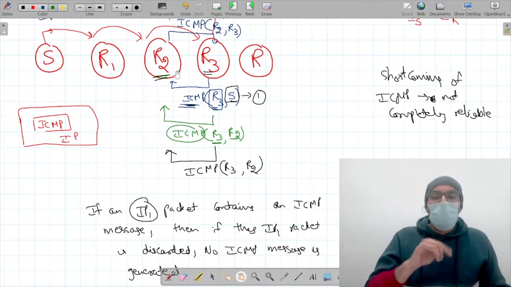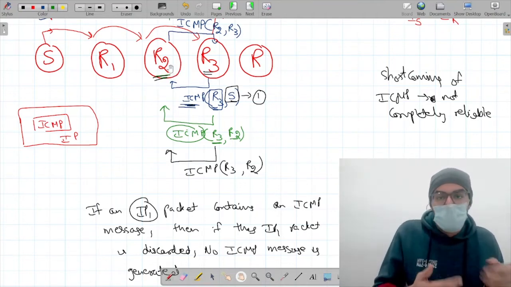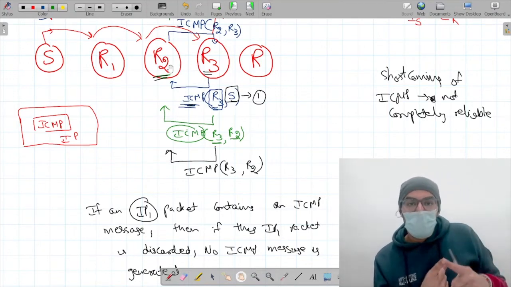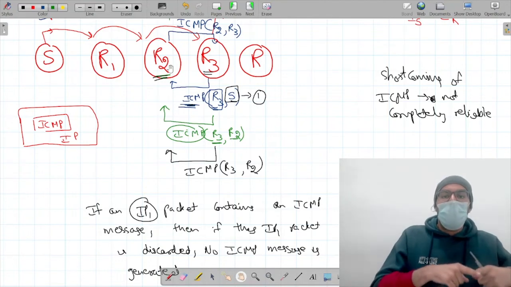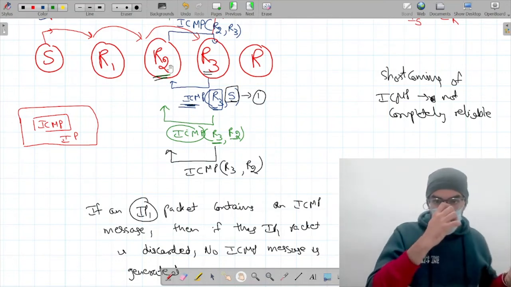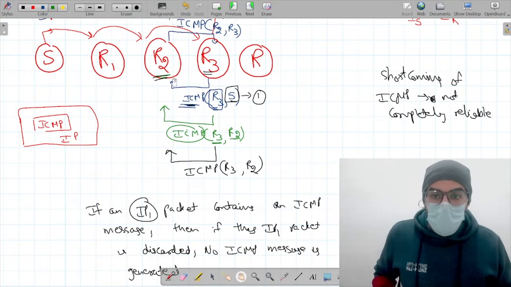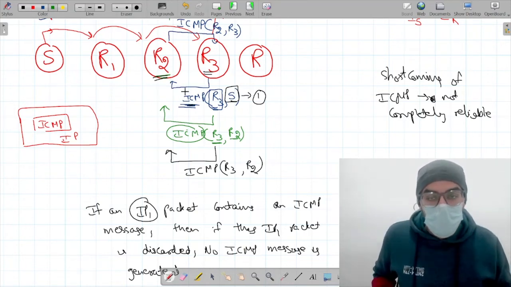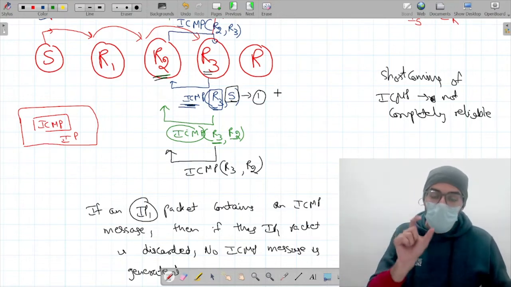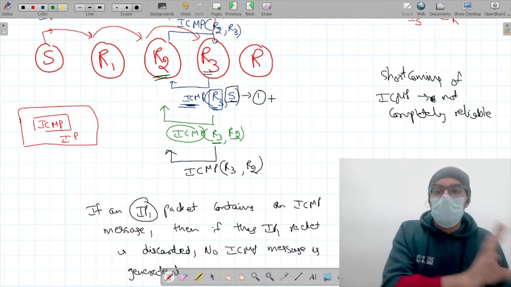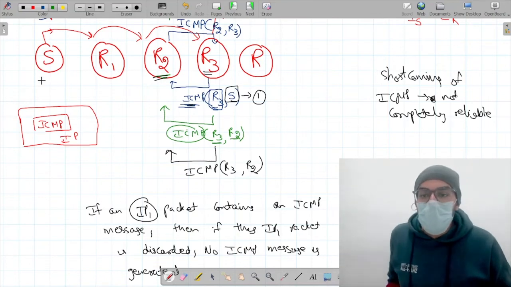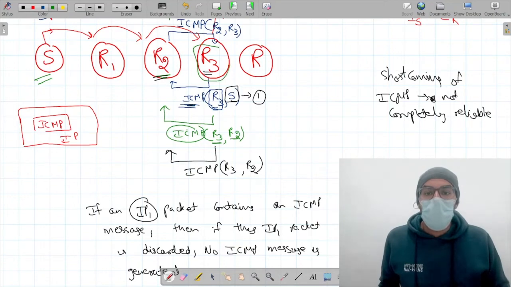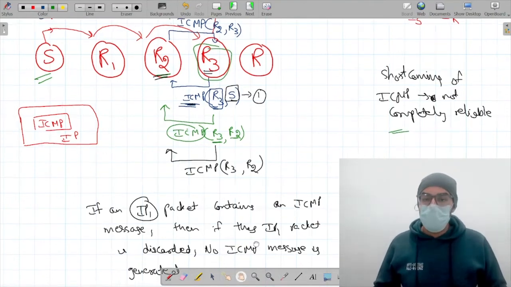Then we won't be sending any ICMP message further, because this is our rule that whenever an IP packet containing an ICMP message is discarded, we do not send an ICMP message back. So this ICMP message is discarded. Because of this, since no further ICMP messages are generated, because of our rule to overcome this infinite loop, the sender S is not going to know that his packet initially got discarded by the router R3. So this is a shortcoming of ICMP.